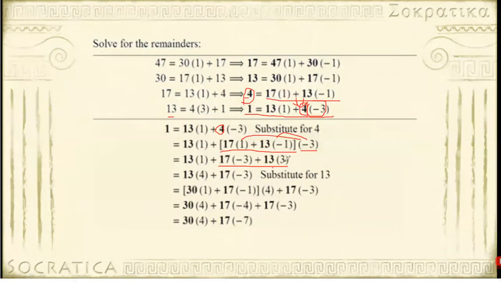So 13 into 3 and 13 into 1. So it is in the plus term. So 13 into 3 plus 13 into 1, that is 13 into 4 plus 17 into minus 3. So it is AX plus BY, right? Accordingly, here we got the equation.